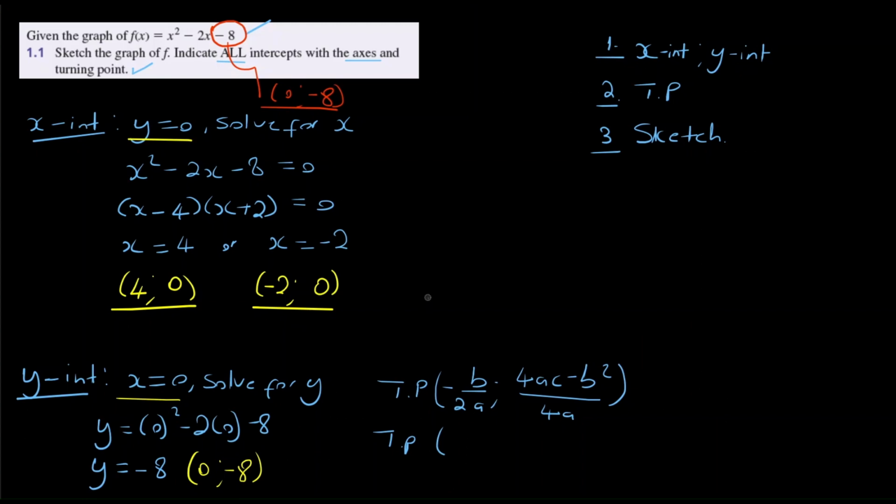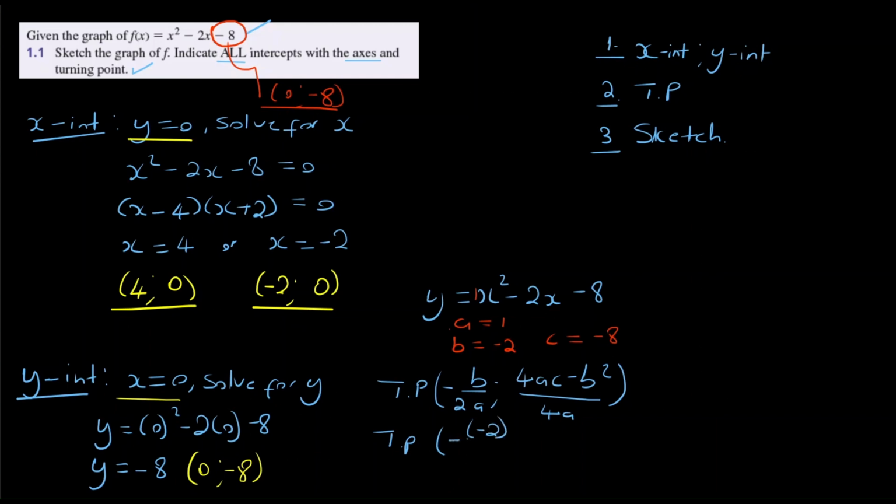So if you're wondering where we get the values of a, b, and c, remember our graph is given by x squared minus 2x minus 8. Our a value is positive. There's no number written there, which means it's positive 1. Therefore a will be 1, our b value is minus 2, and our c value is negative 8. So we just substitute all these values, and we calculate what our turning point will be.